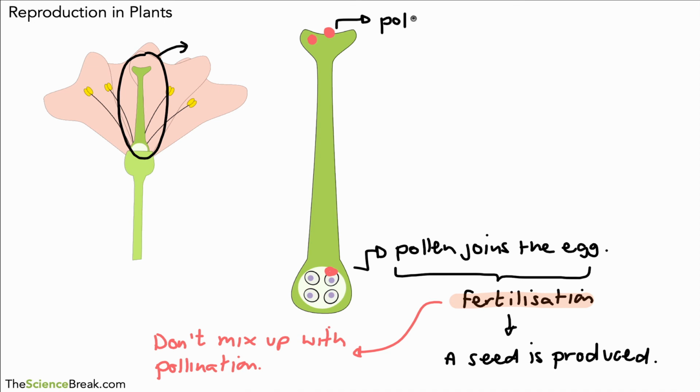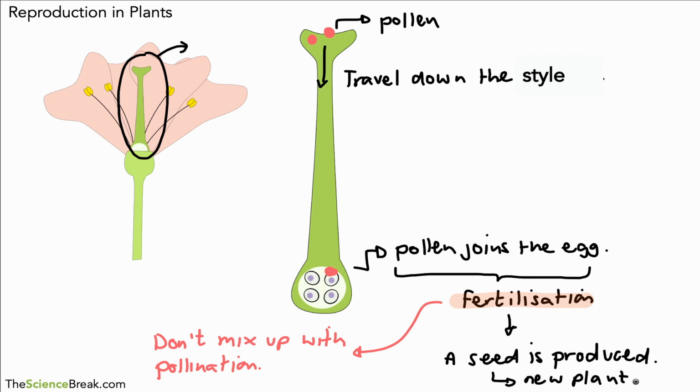So there's the pollen grain on the stigma. It travels down the style until it reaches an egg. So each pollen grain will join with an egg. This is called fertilization, and then we get the production of a seed. A seed is produced, which produces a new plant under the right conditions.